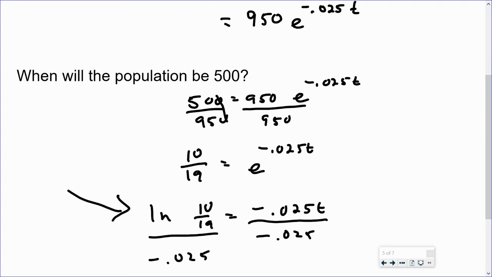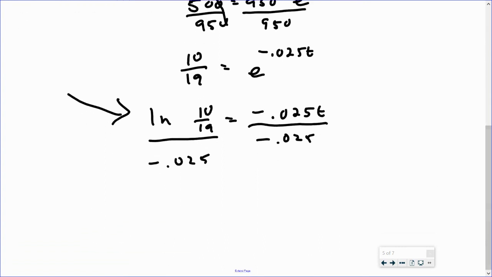So I'm going to go back through the natural log of 10 divided by 19 divided by negative 0.025. Yep, I ended up getting 25. So I ended up getting 25.67 years.